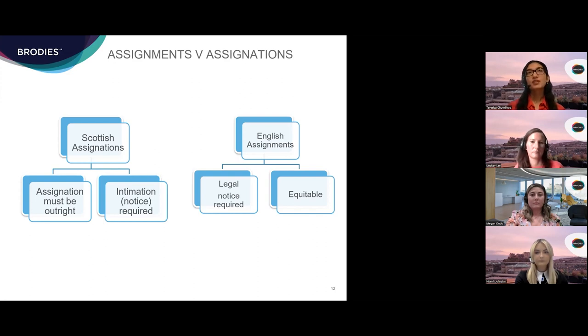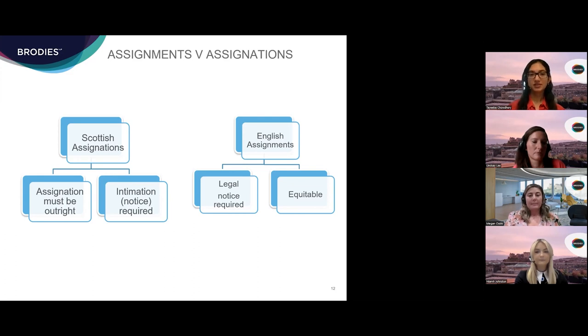Contrast this with the position in England, where there are two types of assignments that can be used in a finance transaction: a legal and an equitable assignment. A legal assignment, like a Scots law assignation, requires notice to be given to the other party or parties. An equitable assignment, however, requires no notice to be given.